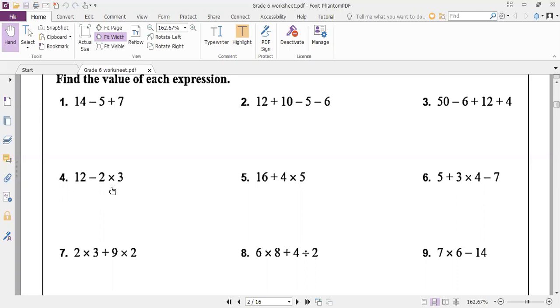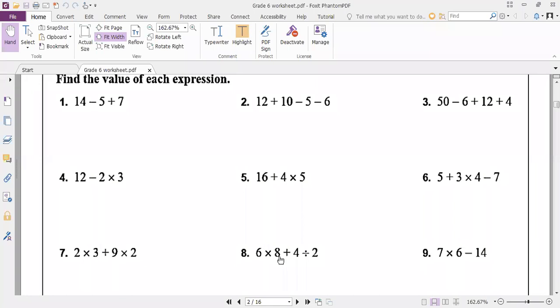Can you help me solve the next 3 alone, Muhammad? I need to check if you understand the lesson or not. Don't forget, times firstly, after that plus and minus. If you have division and times, I will go from the left to the right. Okay, solve number 7 and 9, and I will solve 8 with you.